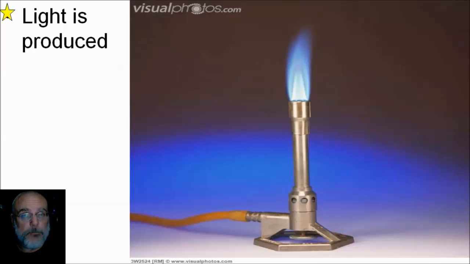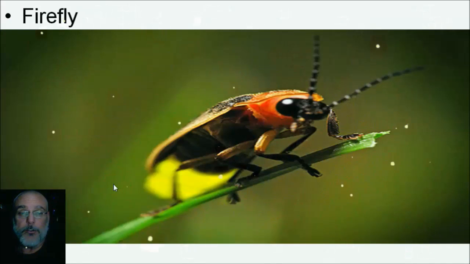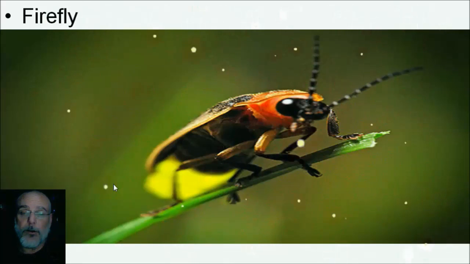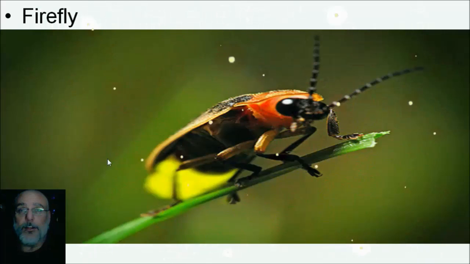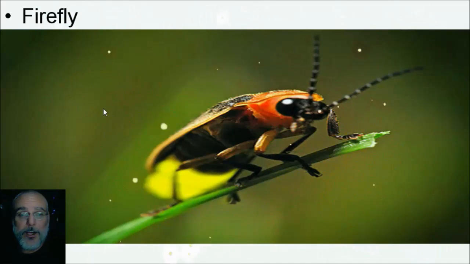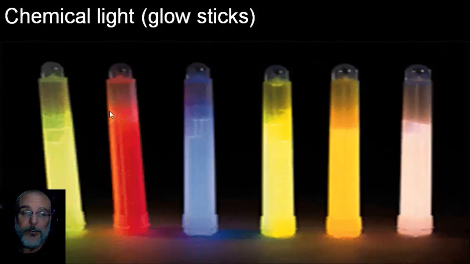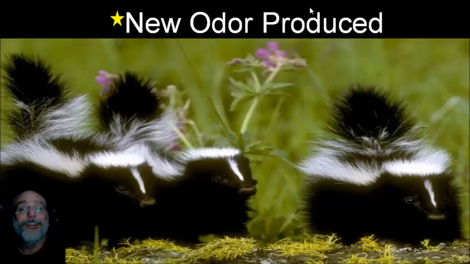If you see light being produced by a reaction, that's a really good clue that a chemical change is occurring. Like, for example, when you see fireflies, their backsides glowing, there's a chemical change going on. Those chemical light sticks, you've probably played with those at Halloween and such. Those are really good examples of chemical changes. Fireworks.